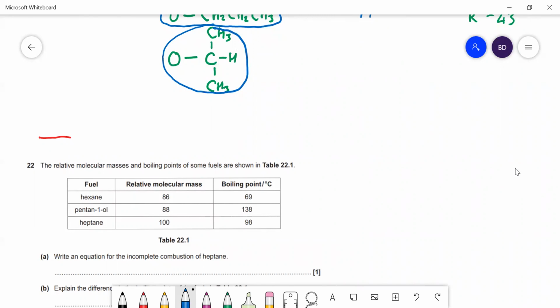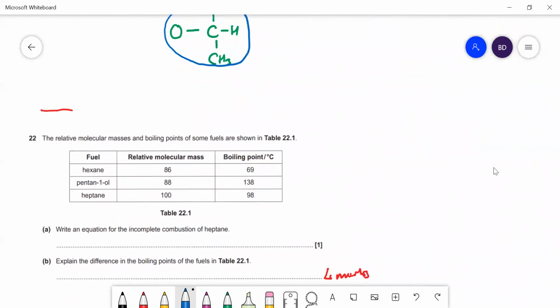Right. Write an equation for the incomplete combustion of heptane. Now, it doesn't actually say whether carbon monoxide is the incomplete product or carbon solid. Let's do carbon monoxide. Heptane is C7H16, since it's saturated, so it's 2n plus 2. React that with oxygen. That is going to give us carbon monoxide and water.